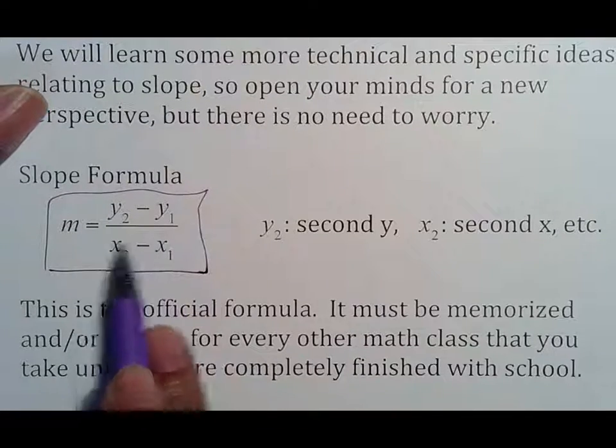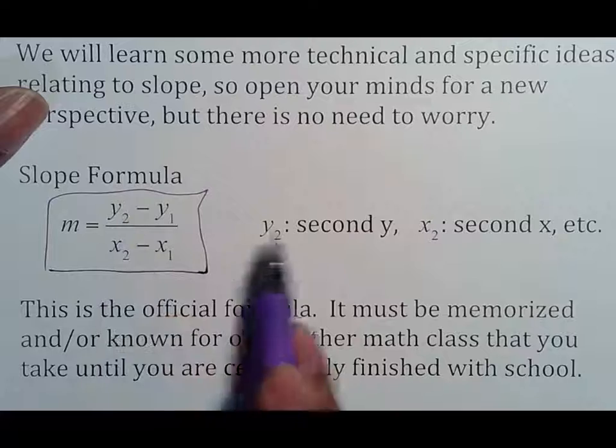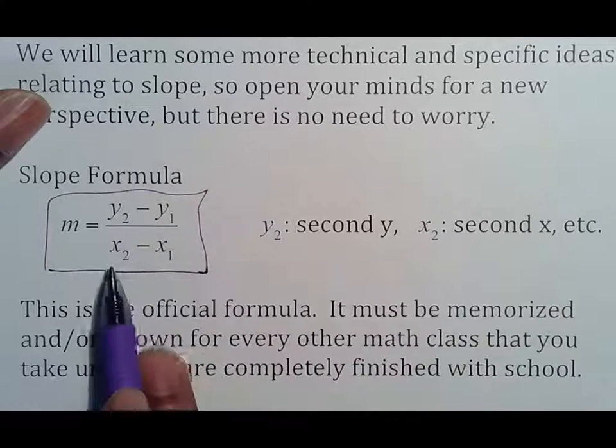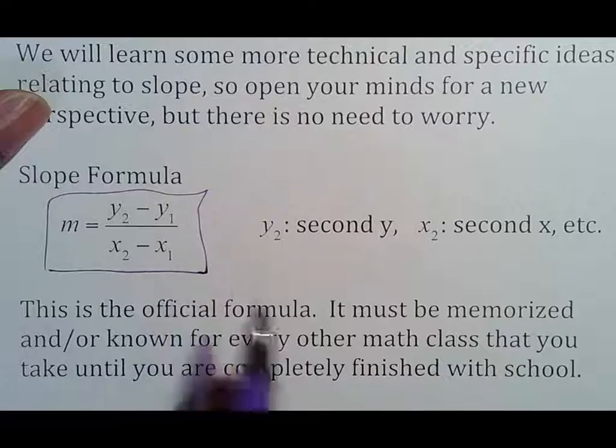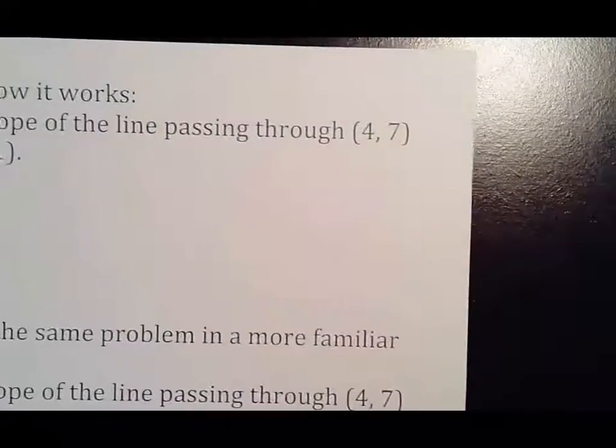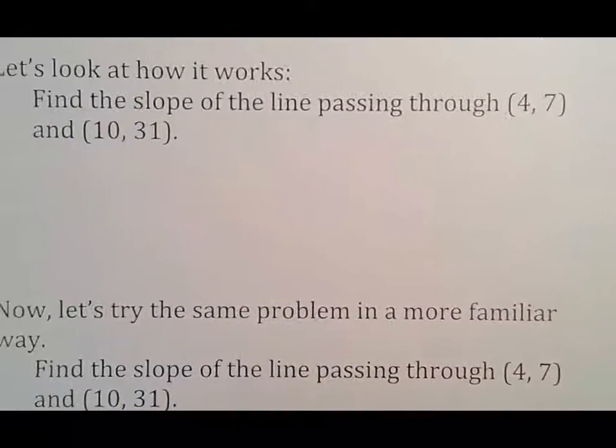Y2 minus y1 over x2 minus x1, where y2 means second y, so obviously y1 means first y. X2 means second x, therefore x1 means first x. This is the official formula, and it must be memorized, again, for every class you take until you completely finish with school. Now, whether you memorize the formula like you're being asked to do, or whether you memorize how to find slope, I think in the end it's more important that you just know how to find slope. But you are going to see that formula again at some point, which is why it is what it is.